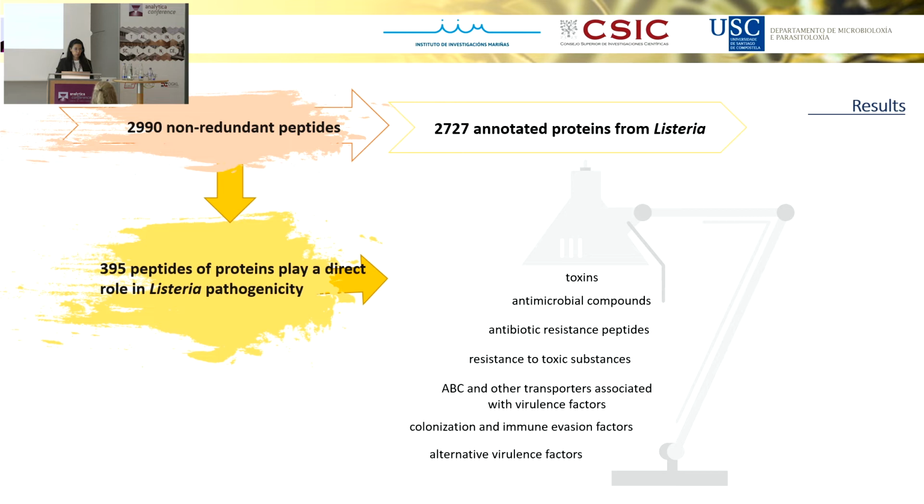And finally, we obtained 2,990 non-redundant peptides, which belong to 2,727 annotated proteins from Listeria. Among these proteins, we found 395 peptides of proteins that play a direct role in Listeria pathogenicity. And among these proteins, we found toxins, antimicrobial compounds, antibiotic-resistant peptides, and peptides of resistance to other toxic substances, also ABC and other transporters that are related to virulence factors, proteins involved in colonization and immune evasion factors, and finally, alternative virulence factors.